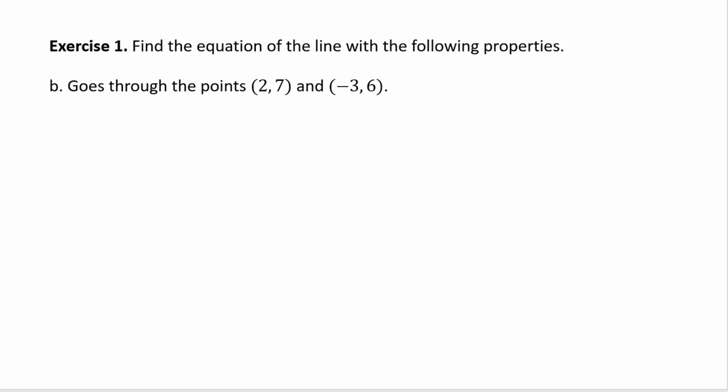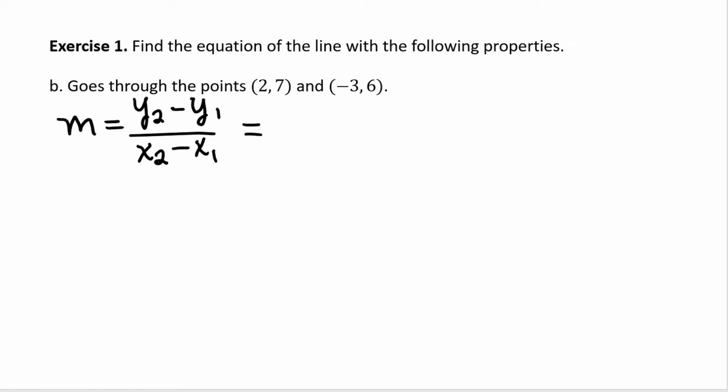Continuing to part B, find the equation of the line that goes through the points 2, 7 and negative 3, 6. To get the equation of a line, you have to have two pieces of information. They are a point, in which we're given 2 of them, and the slope. We don't have a slope, so to begin this problem, let's find the slope. The slope is given by the formula m equals y subscript 2 minus y subscript 1 divided by x subscript 2 minus x subscript 1.